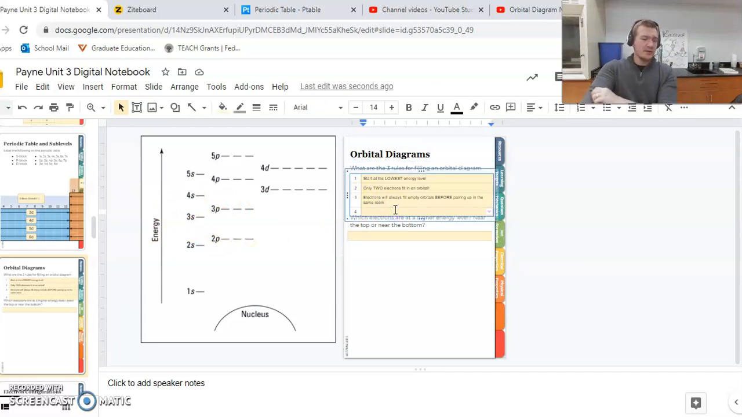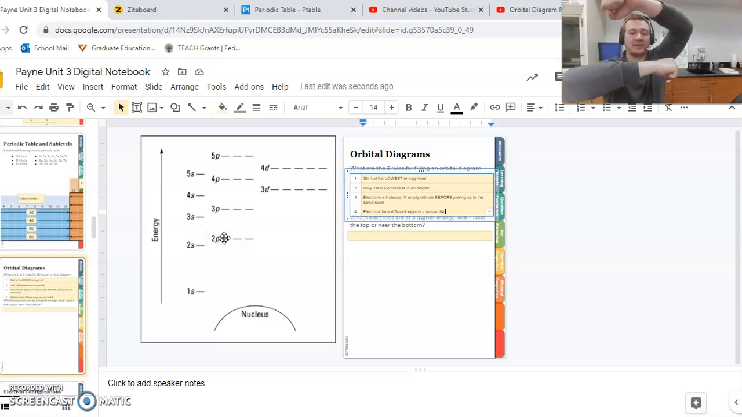And then finally, this one won't make sense until we do our electron diagram that we're about to do, but electrons face different ways in a sub. So all that means is that if there are two electrons sharing a bed, the person on the bottom is going to lay with their head over here, and the other person on the top is going to lay with their head over here. Okay? So you just alternate, right? One faces that way, one faces that way on the bunk bed.